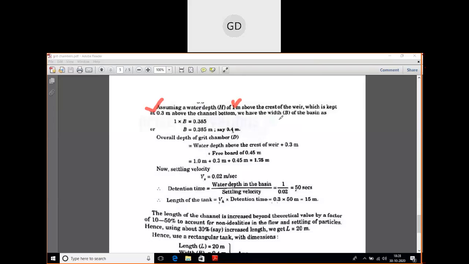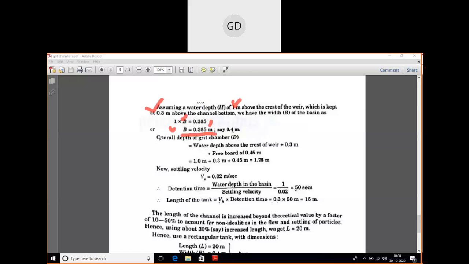Okay, for finding the width we have this formula, depth into width is equal to what? 0.385 is the area we just got. So area is L into B, or H into B. Okay, so here we are finding the width. So 1 meter they have taken the depth, so your width will be the same 0.385, or you can say they are taking it as a whole number, or you can say it is 0.4 meter.